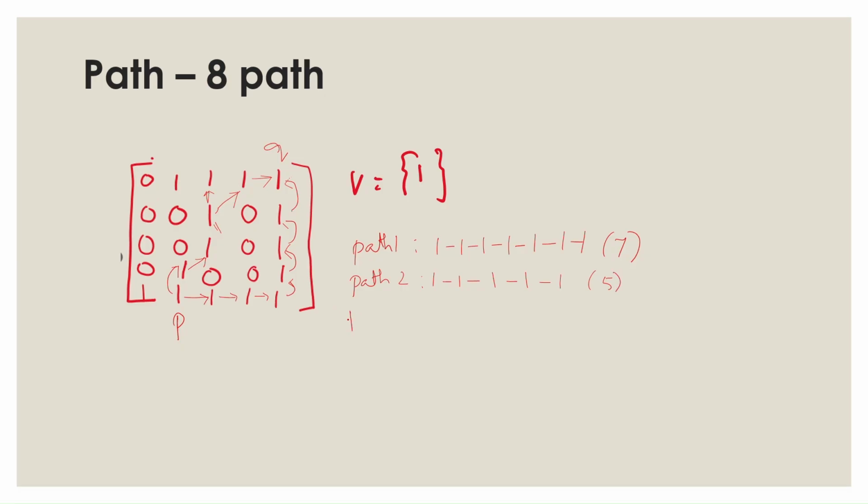Now let us take the path 3. The path 3 will be 1, 2, 3, 4, 5, 6. So this will be 6. So the minimum distance is this path 2. So when we consider this diagonal, we can consider this one, and this is the minimum path.